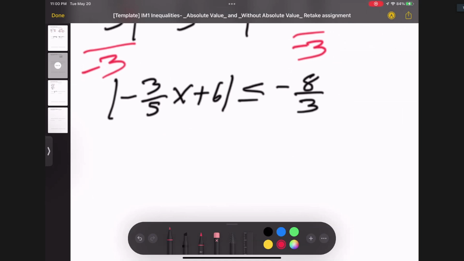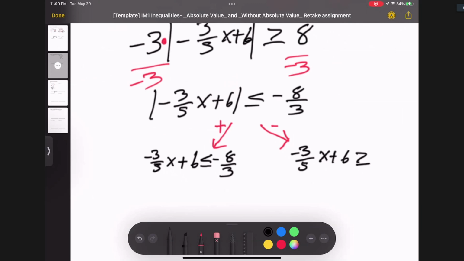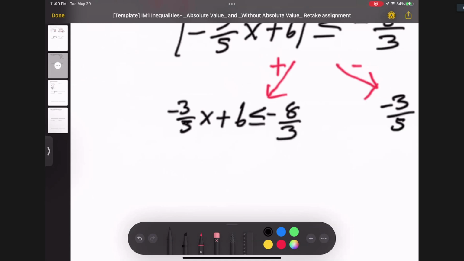Now, once I get them all split up, I'm going to have that positive and negative side. This side will be -3/5 x plus 6 less than or equal to 8/3. And again, remember the negative side switches the actual inequality. So we're going to have not only the switching of the sign, but now we're going to have a positive 8/3 on the right side. Now I'm going to have to subtract 6 on both sides.